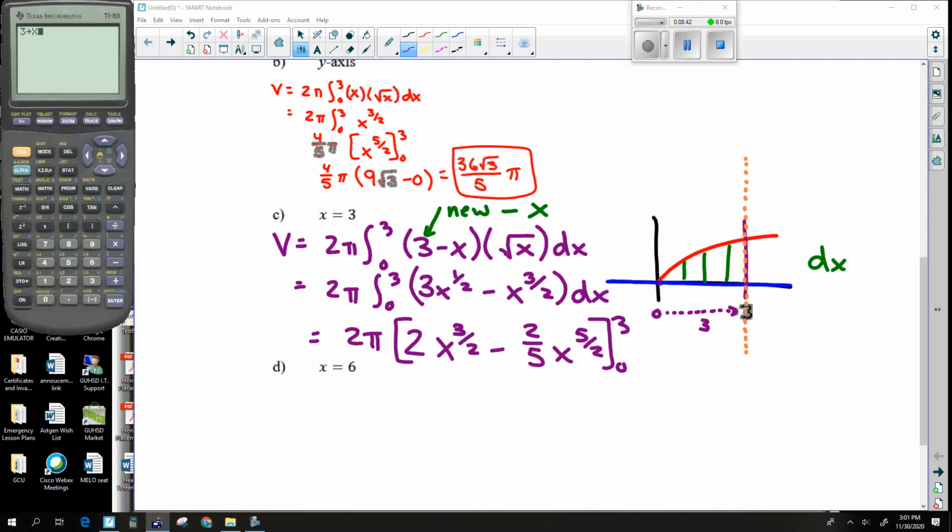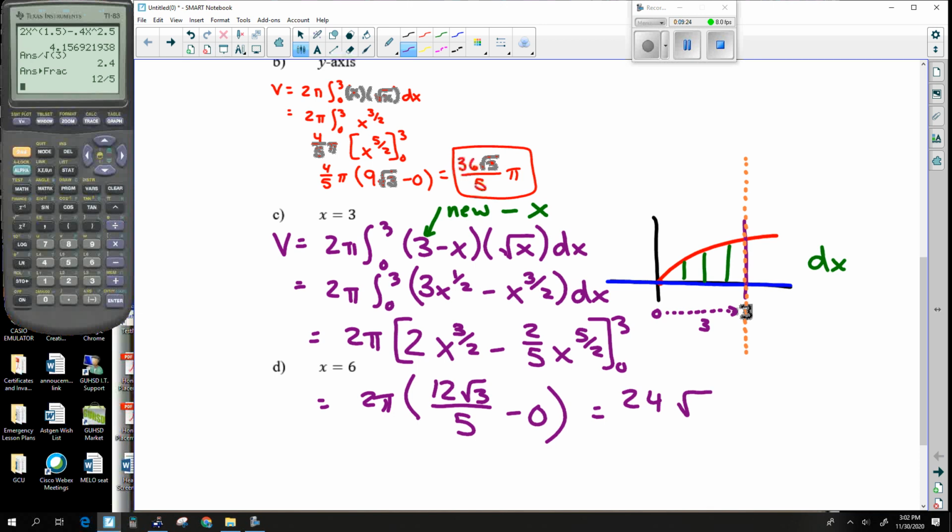Okay, so here we go. 3. Okay, so this is 12 root 3 over 5, 2 pi. So this is what, 24 root 3 over 5.